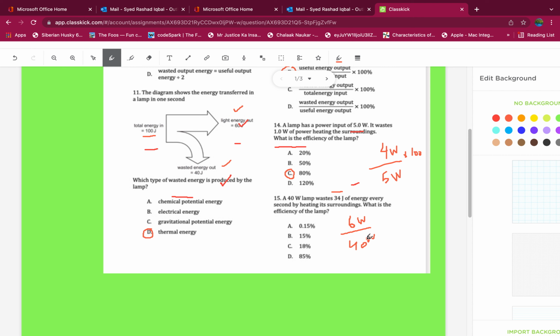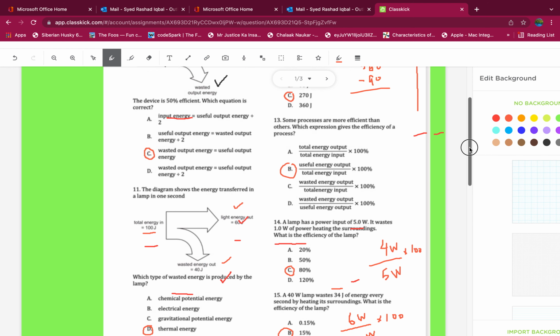Okay, so multiply by 100%. What will be your answer? 15%. That will be its efficiency. So you will solve these questions like that.